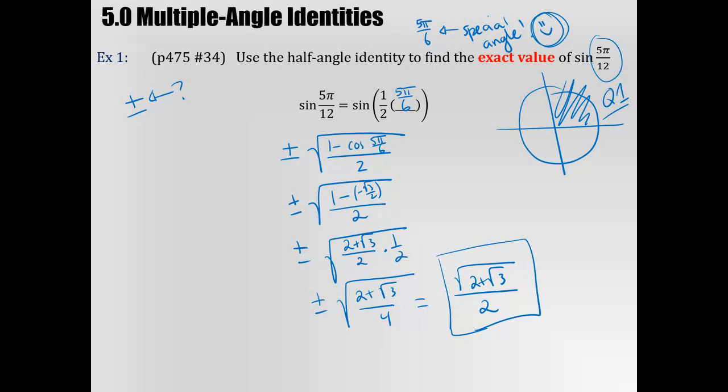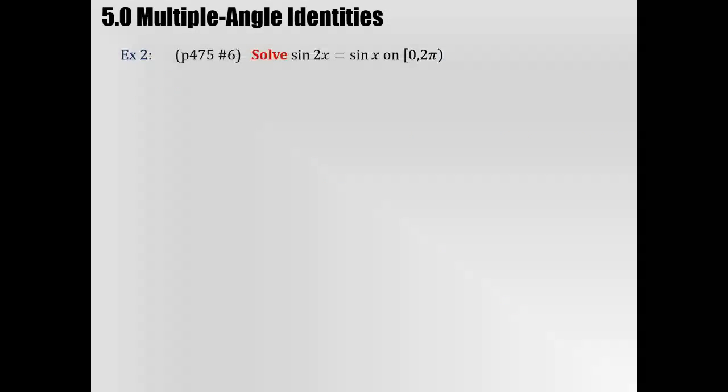Okay. Let's look at another one, to see how else this applies. So we did solving as well. So solving, you're finding where these intersect. You're solving this from 0 to 2 pi. So the sine of 2x equals the sine of x. Let's use the double angle here, right? So this is the same thing as 2 sine x cosine x equals sine x.